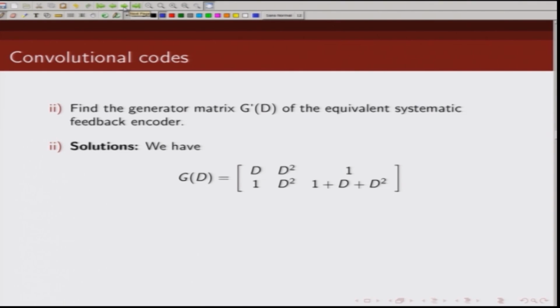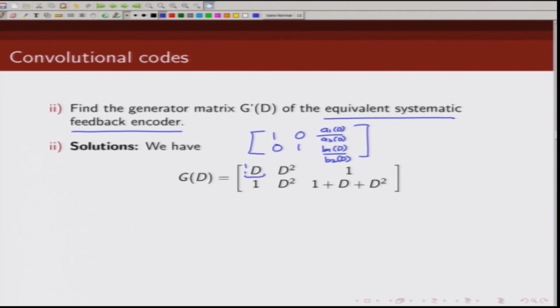Now, this was a non-systematic encoder. Can we find an equivalent systematic encoder or systematic encoding matrix for this generator matrix? The answer is yes. So, how do we find a systematic encoding matrix? This has to be put in the form like this, 1 0, 0 1 and some matrix here, let us call it A1(D), A2(D) and B1(D), B2(D). So, we will have to bring this matrix in this particular form. So, we have to get this to 1, this has to be brought to 0, this we have to bring to 1 and this we have to bring to 0.